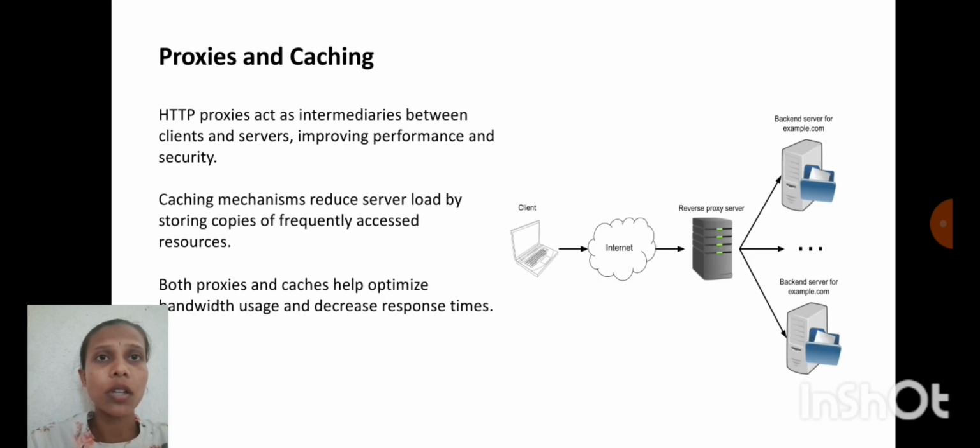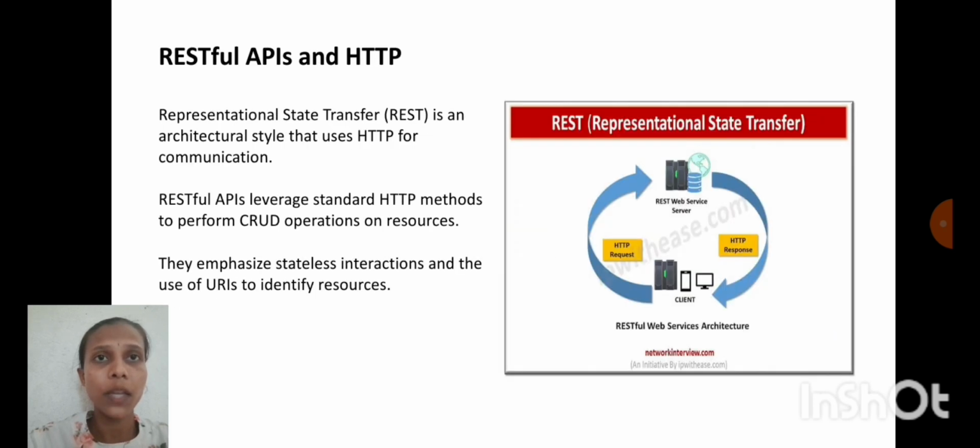Proxies and caching. HTTP proxies act as intermediaries between client and server, improving performance and security. Caching mechanisms reduce server load by storing copies of frequently accessed resources. Both proxies and caches help optimize bandwidth usage and decrease response time.